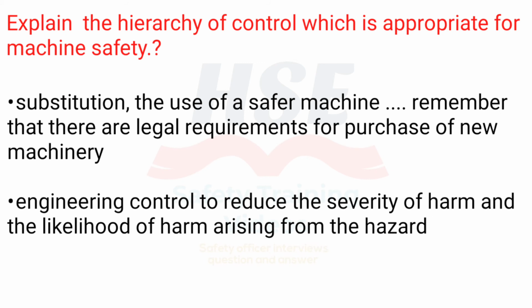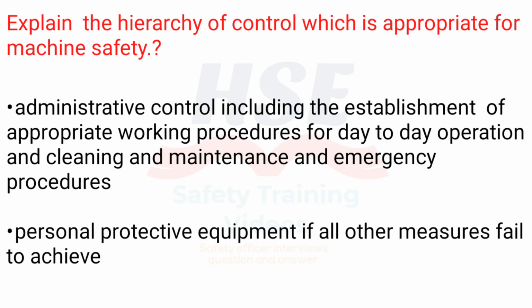Explain the hierarchy of control which is appropriate for machine safety. Substitution, the use of a safer machine. Remember that there are legal requirements for purchase of new machinery. Engineering control to reduce the severity of harm and the likelihood of harm arising from the hazard. Administrative control including the establishment of appropriate working procedures for day-to-day operation and cleaning and maintenance and emergency procedures. Personal protective equipment if all other measures fail to achieve this.